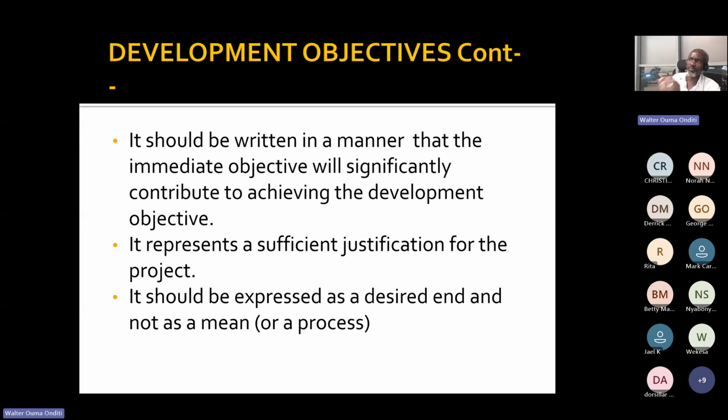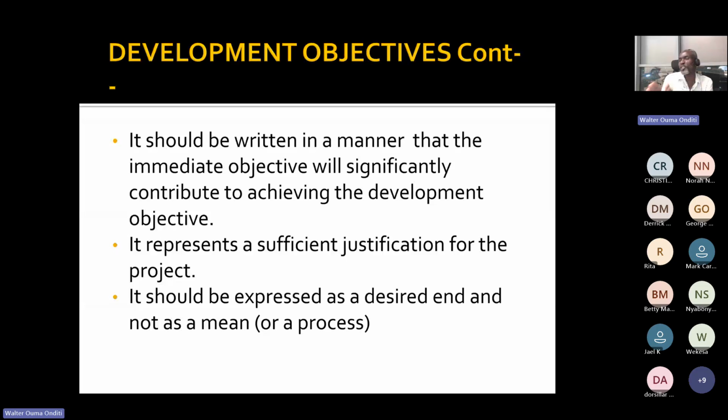It represents a sufficient justification for the project. So that long-term change that we're looking for justifies the need for that particular project. In fact, if you are writing a proposal to the partner, this is the reason. You would be saying, it would bring this change and it would actually be conducted to meet this specific objective. So that justifies that.